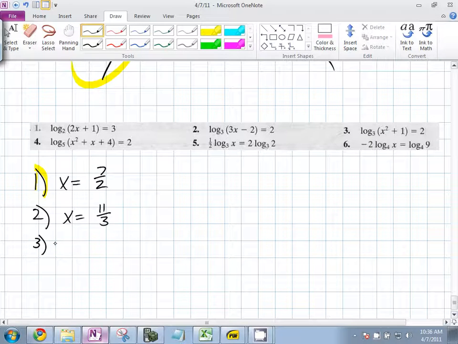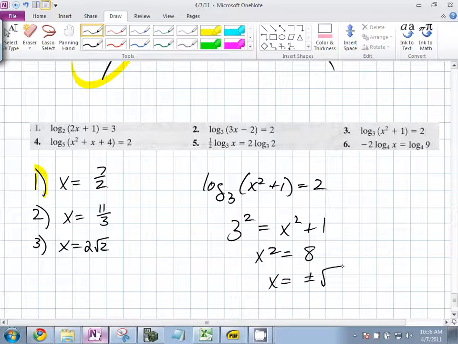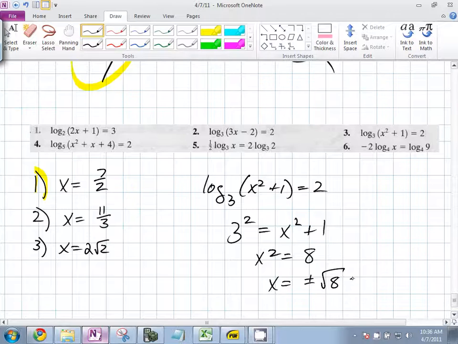Let's go with Stan. X equals 2√2. Who got 2√2? One other person. Let's do a verification of that. For number 3, you have log base 3 of x squared plus 1 is equal to 2. So 3 squared is equal to what? So x squared is equal to what? So x is equal to plus or minus the square root of 8, which is equal to plus or minus 2√2.